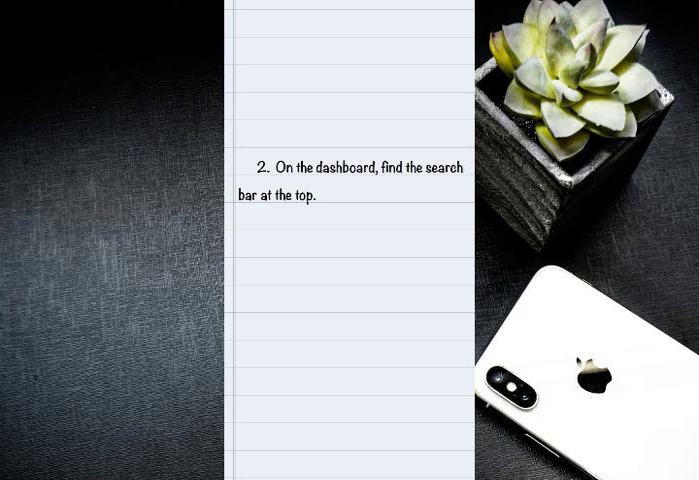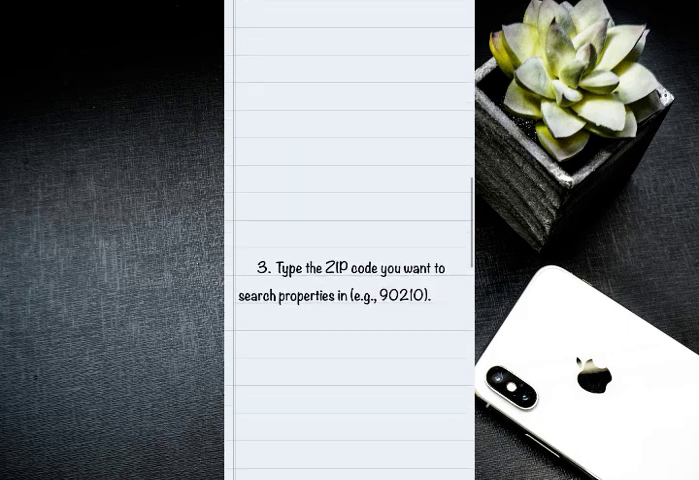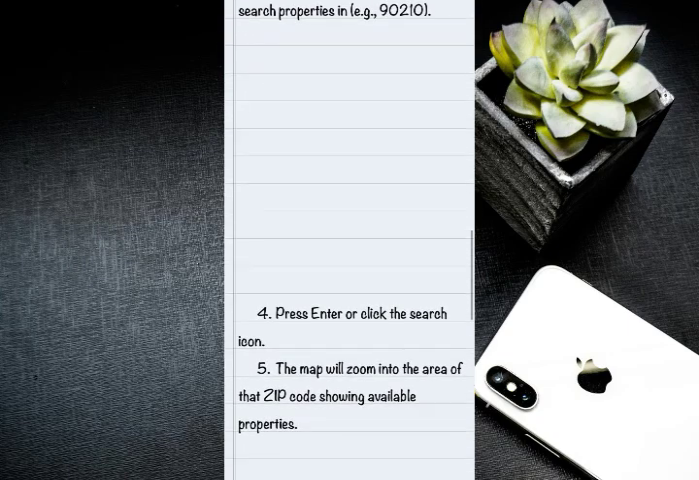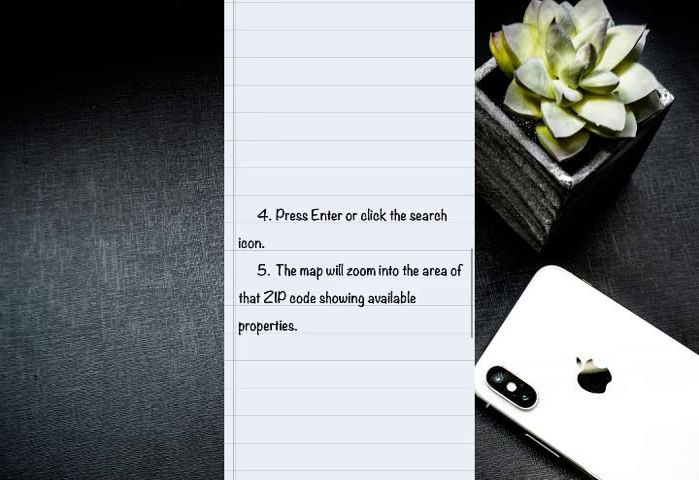Then on the dashboard, find the search bar at the top right. Then type the zip code you want to search the properties in. You can also use different types of zip code, depending on the region-specific zip code you want to use. Then press enter or click the search icon.